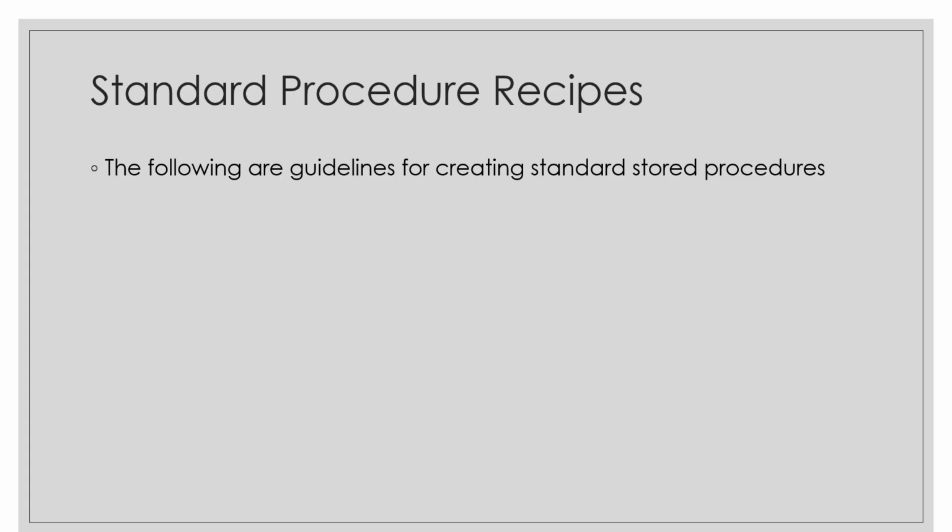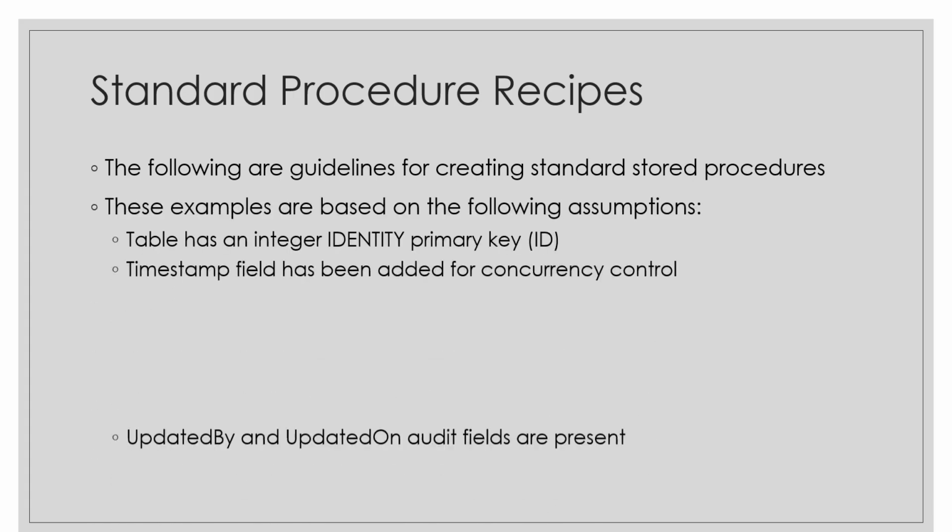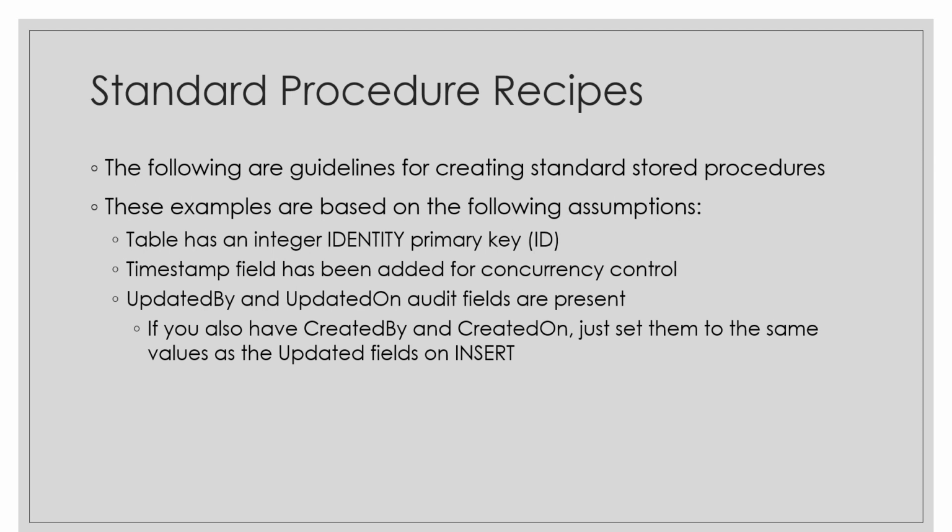So I have some guidelines here just to help you. Basically, these are broken down into the 2 main data returning and action ones. We're going to start with some assumptions. We don't always have integer identity primary keys, but in many of our situations we do. So we're going to start based on that common assumption. Every table has an integer identity. I'm going to just call it ID.